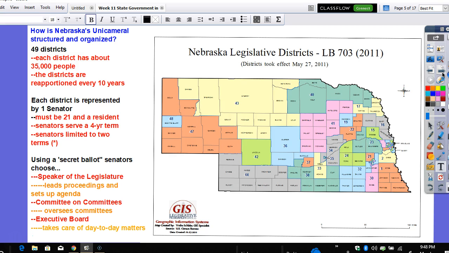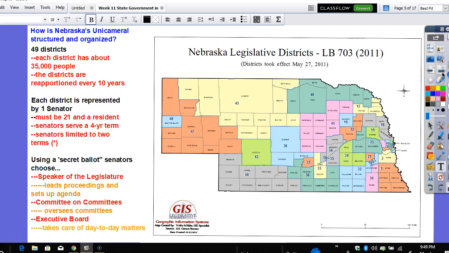A state senator has to be 21 years old. They have to be a resident of the district that they represent, and they have to be a citizen of the United States. They serve a 4-year term. They can be reelected once, elected twice to serve 2 terms. A state senator cannot run for a 3rd term. They must sit out. If after 4 years that former state senator decides to run again, they can run again.